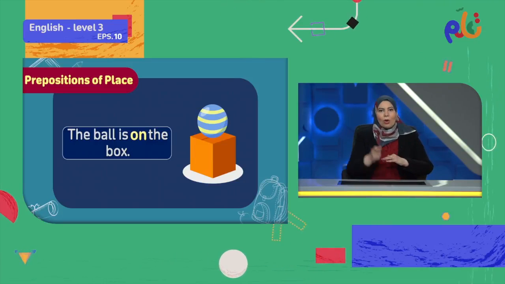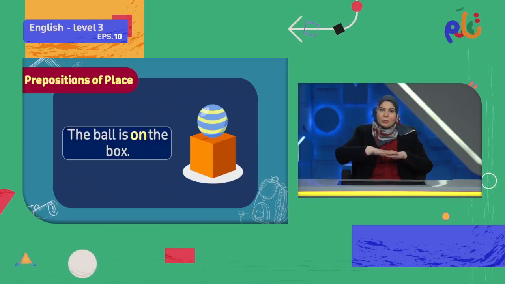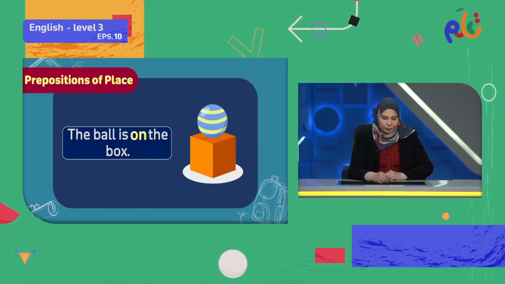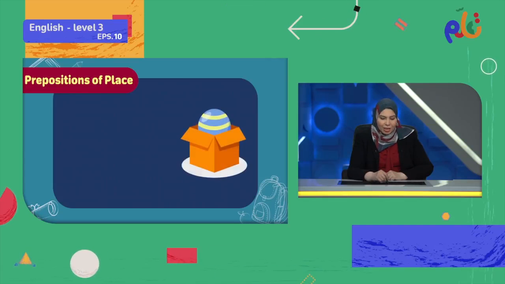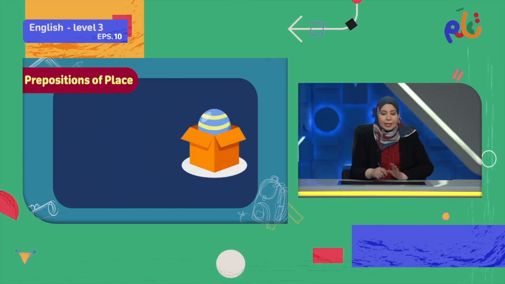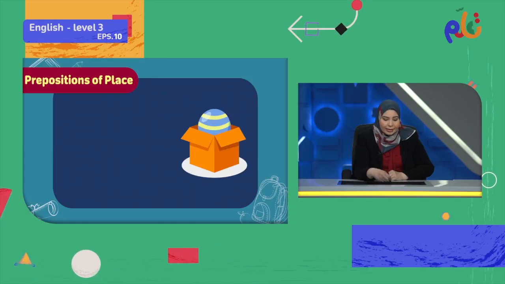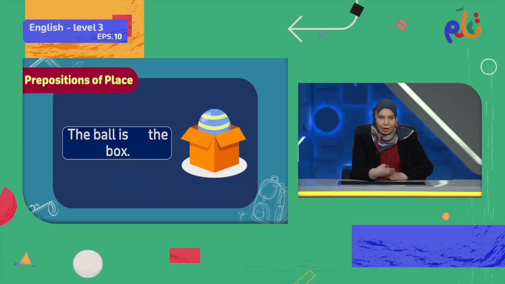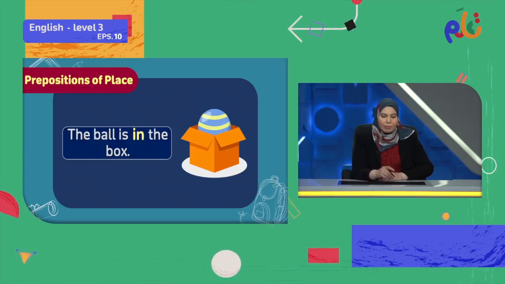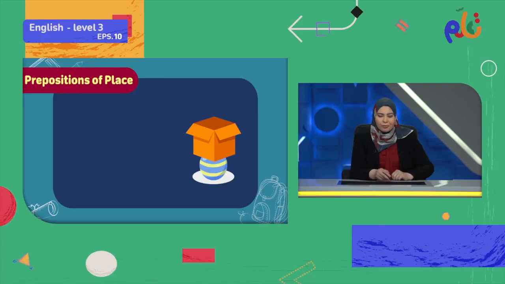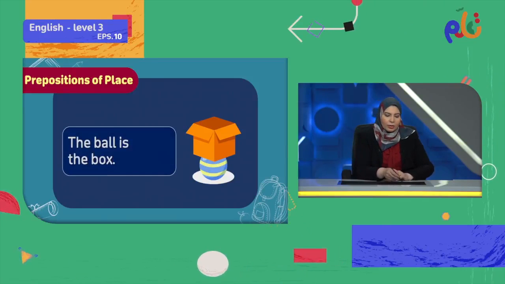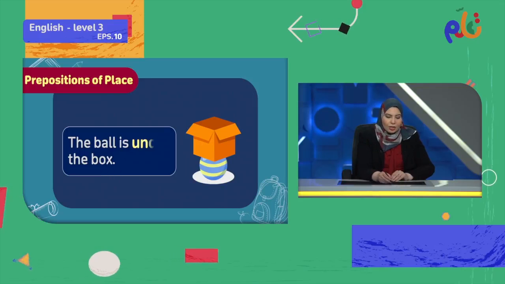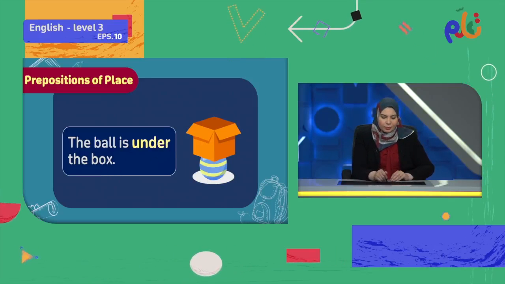يبقى أنا كده بتكلم على أول حاجة on. This is the first preposition that will help me. The second preposition that we have is exactly. So the ball now is inside the box, so we call it in. So the ball is in the box. And we also have under. So the ball is under the box.